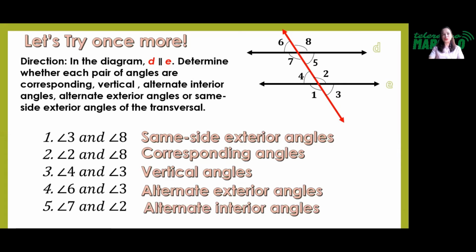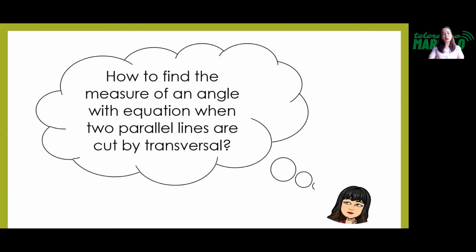Okay, so now that you have learned this topic, we will now move a step higher. So we will just try to answer the question here. How to find the measure of an angle with equations when two parallel lines are cut by transversal. So to find the measure of an angle with equation when two parallel lines are cut by a transversal, it is important that you are already familiar with its properties. So those are the ones that we discussed a while ago.